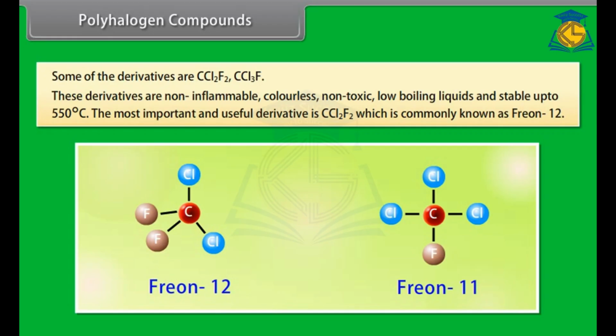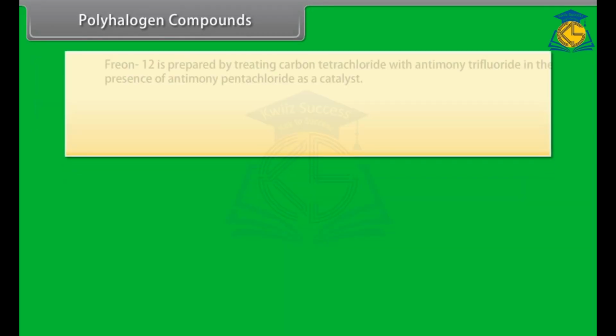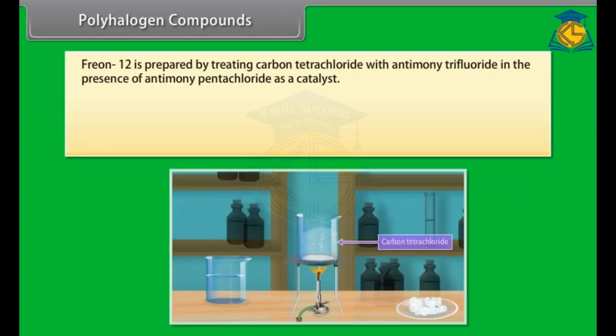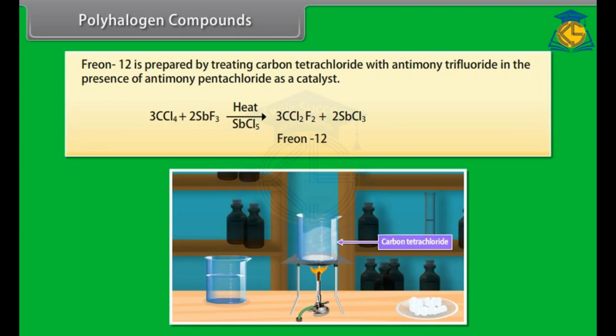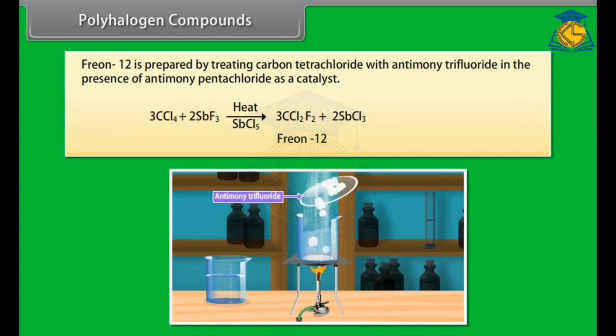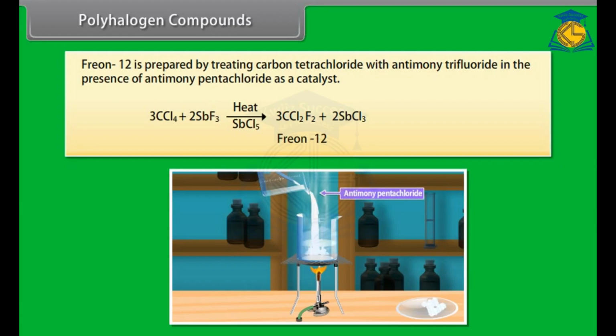The most important and useful derivative is CCl2F2, which is commonly known as Freon 12. Freon 12 is prepared by treating carbon tetrachloride with antimony trifluoride in the presence of antimony pentachloride as a catalyst. Freon 12 is produced along with antimony trichloride.